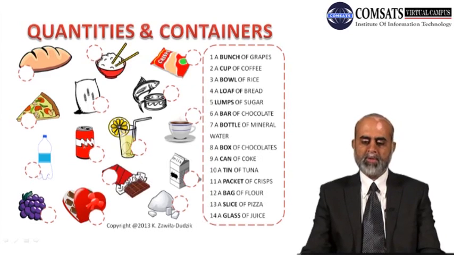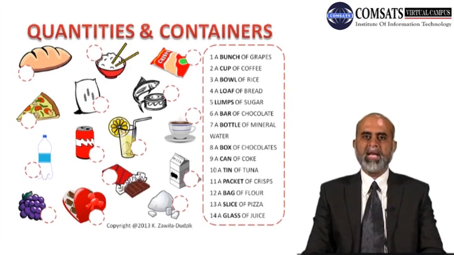A can of Coke, this one. A tin of tuna, this one. Tuna is a fish, and this is tin pack fish. A packet of crisps, this one here. A bag of flour. Just a second. A bag of flour. There could be different kinds of flours, fine flour. Okay, then you have a slice of pizza. It's pronounced as pizza. Pizza. Pizza. Not pizza, right? Pizza. So you have a slice of pizza, and then you have a glass of juice.